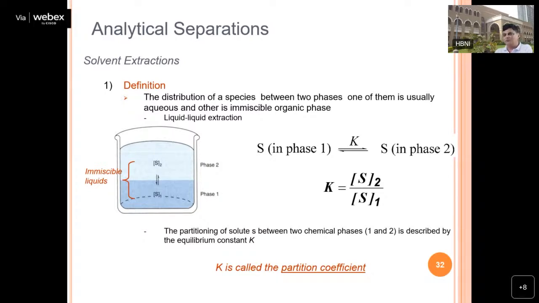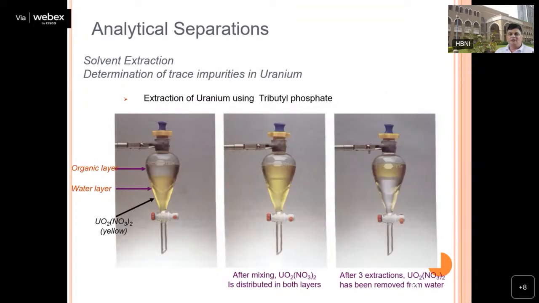I will take the example of what we are doing in our laboratory: the separation of uranium. For this, we are using tributyl phosphate as the organic phase, whereas the aqueous phase is simply water acidified with HNO3. After a few extractions, almost 3 extractions, all the uranium goes from the aqueous phase to the organic phase.